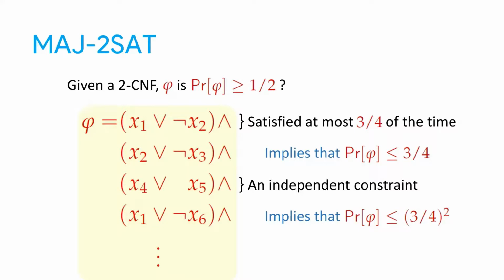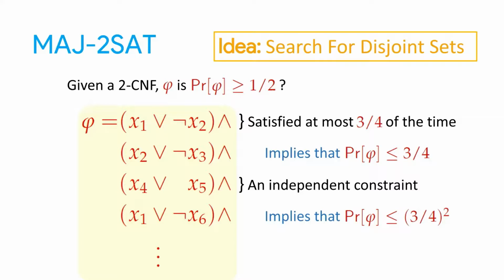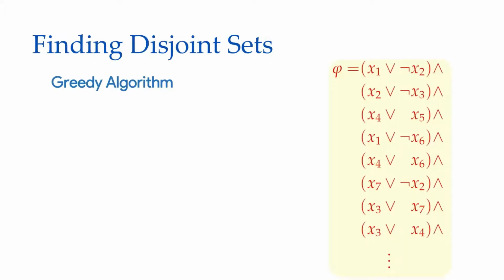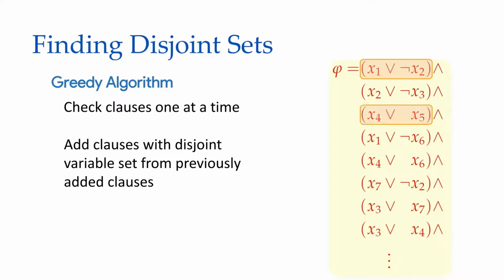So this motivates the idea of searching for clauses over disjoint sets of variables as a way to solve this problem. And here's a very natural way to look for such disjoint sets. Imagine we're given some 2-CNF. We're simply going to scan through its clauses in a greedy fashion. We start by taking the first clause and including it in our disjoint set. Then we go to the next clause. If it shares any variables with the clauses we've already picked, we skip it and move on, but otherwise we add it to this disjoint set we're building up.